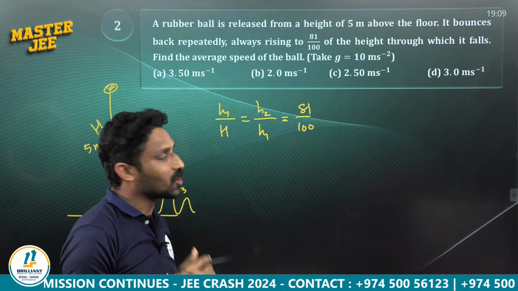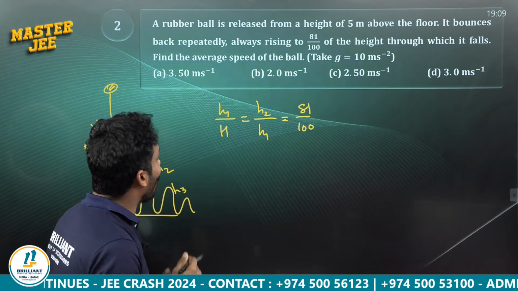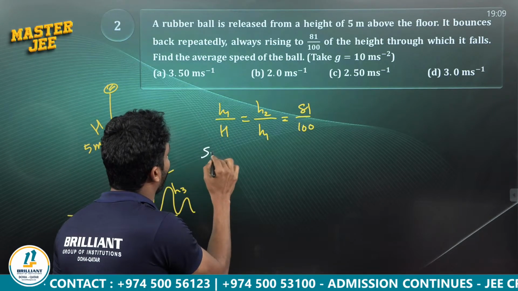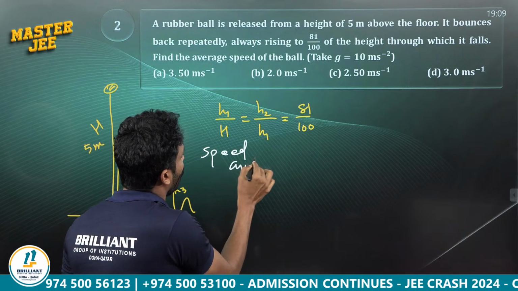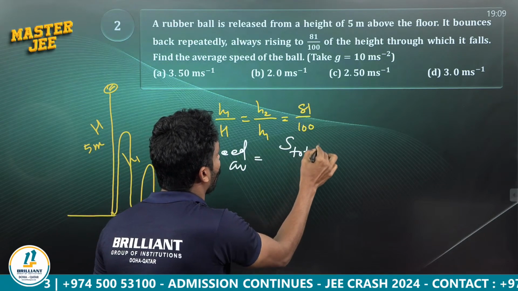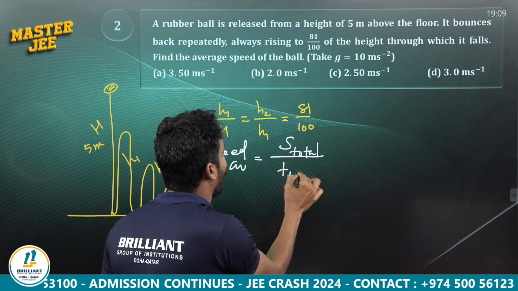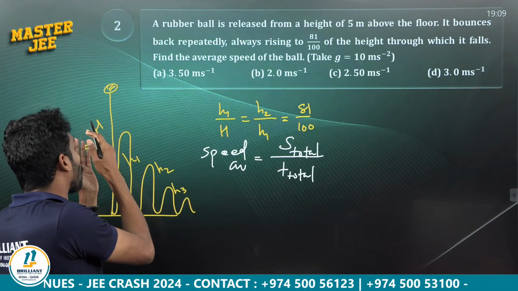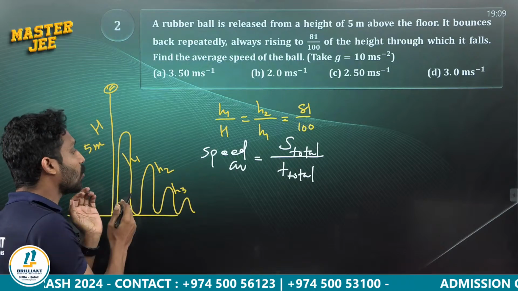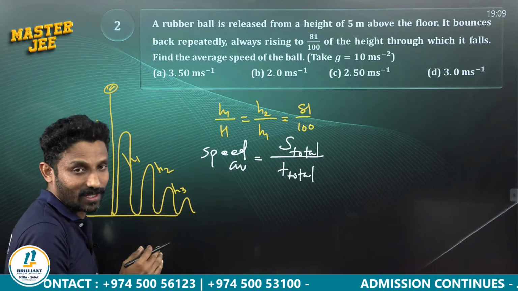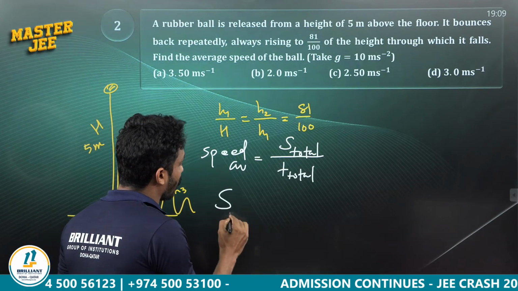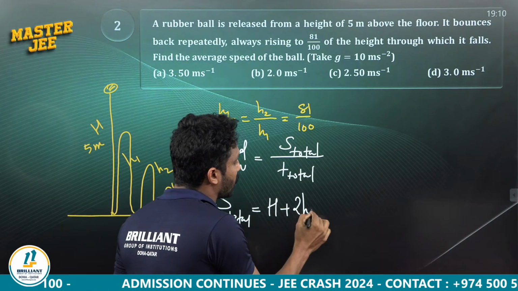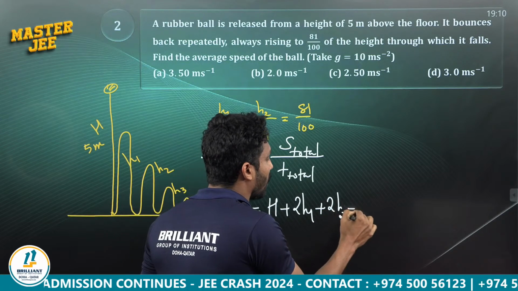Now, find the average speed of the ball. What is the equation of average speed? Average speed is equal to total distance traveled divided by total time taken. Here, what is the total distance traveled? It is h plus 2h1 plus 2h2 plus 2h3, etc. This total distance traveled is equal to the initial height h plus 2h1 plus 2h2 plus, etc.